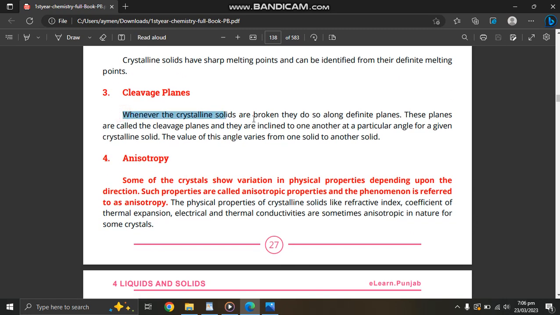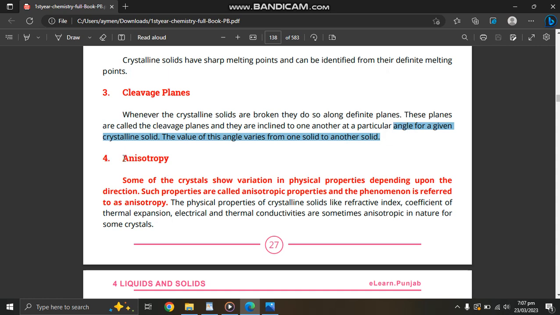Cleavage planes: whenever the crystalline solids are broken, they break along definite planes. These planes are called the cleavage planes, and they are inclined to one another at a particular angle. For a given crystalline solid, the values of this angle vary from one solid to another solid.